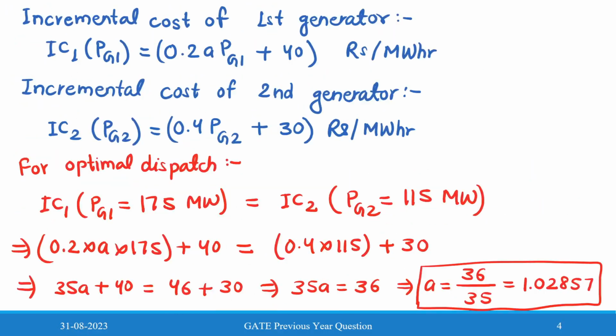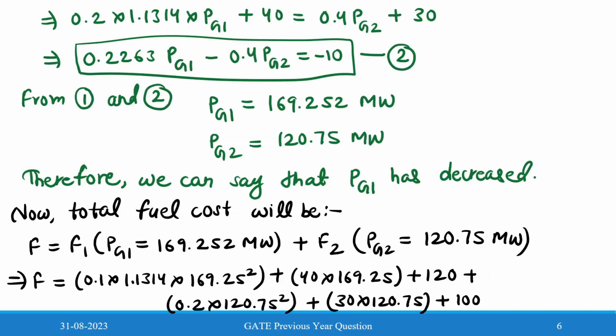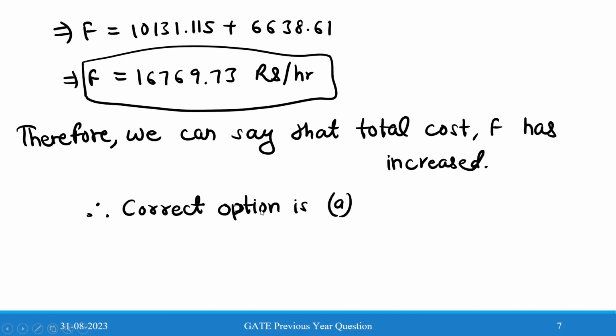Earlier, the Pg1 value was 175 megawatt. Now, with an increase of a by 10%, for economic dispatch Pg1 has decreased. To find the total fuel cost, F equals F1 plus F2 at the economic generation of the units. We calculate F1 at Pg1 equal to 169.252 megawatt and F2 at 120.75 megawatt. The total fuel cost will be 16,769.73 rupees per hour, so the total cost F has increased.